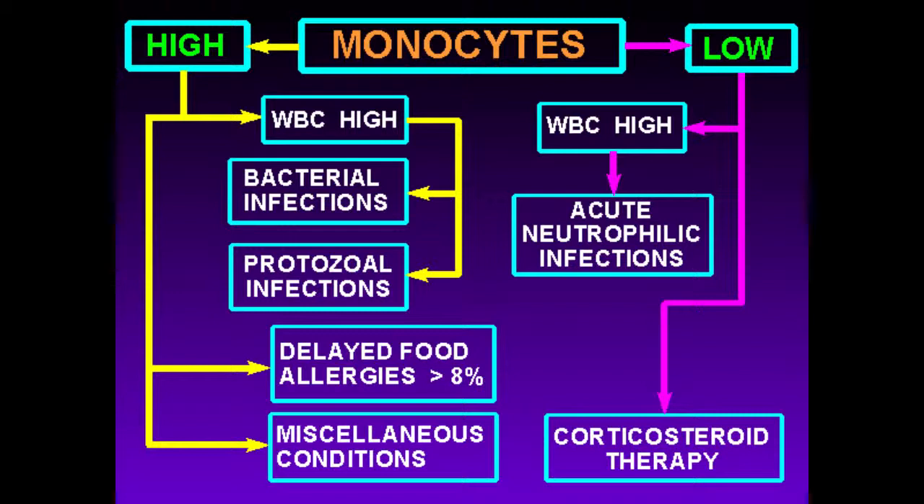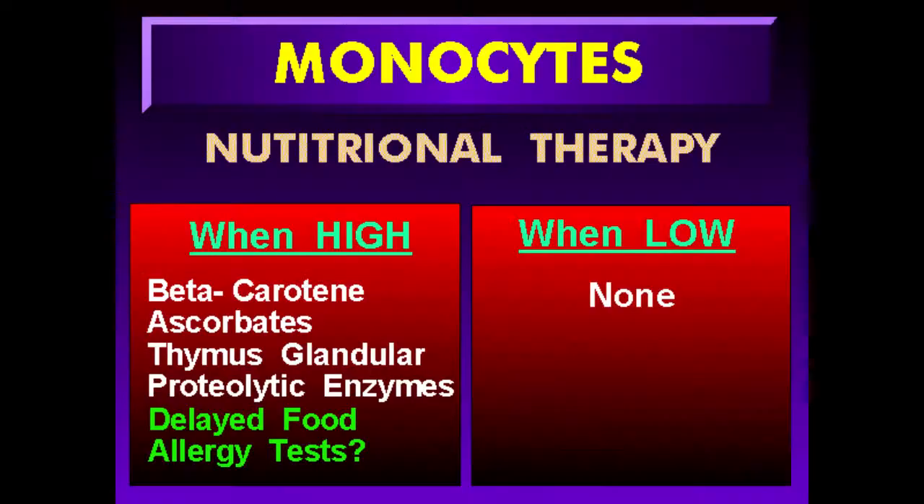Populations over 8% are often seen in patients with food allergies. There are several miscellaneous conditions associated with a high monocyte count. Low monocytes with an elevated white count may be seen in acute neutrophilic infections where there is a marked left shift in neutrophils. And as mentioned earlier, corticosteroids will depress the monocytes. Vitamin C, beta-carotene, thymus, and proteolytic enzymes may be beneficial for patients with increased monocytes.